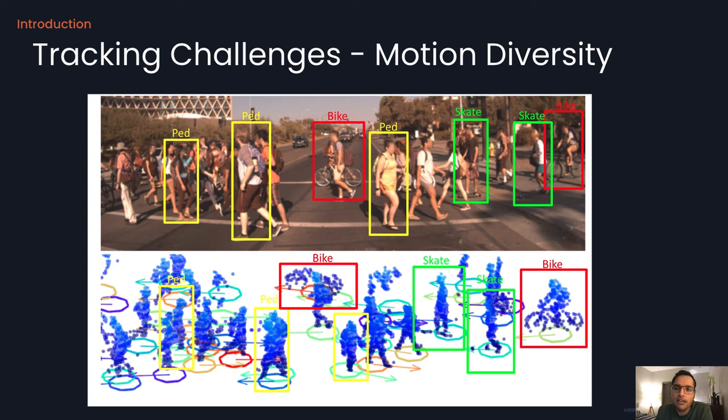Finally, it is difficult to accurately track the motion of different classes of actors. As we can see, we need to track pedestrians, bikes, and even skateboarders, each with its unique motion model. Coming up with a single motion model with parameters that can accurately fit all classes is extremely difficult. So we need a tracker that can track all classes with different appearance and motions jointly.